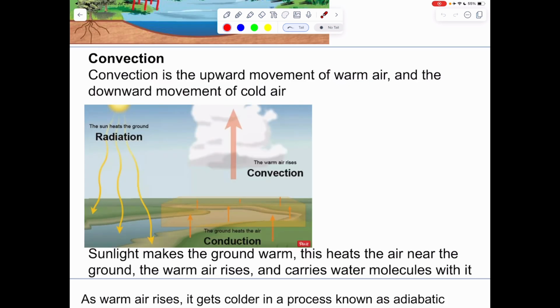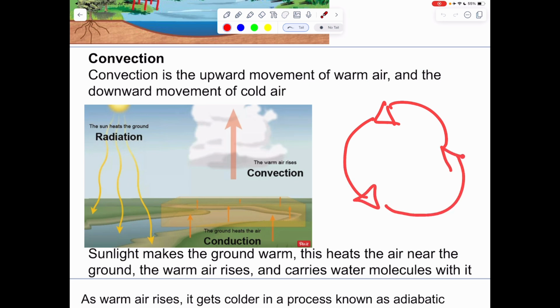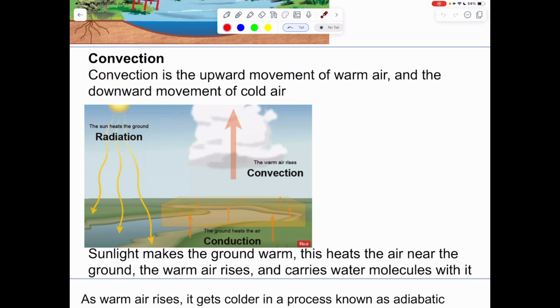Now, if you noticed, our water cycle is a cycle. So we have some coming downs and we have some coming ups. Convection is the reason for this cycle. It is the upward movement of warm air that then creates the downward movement of cold air.